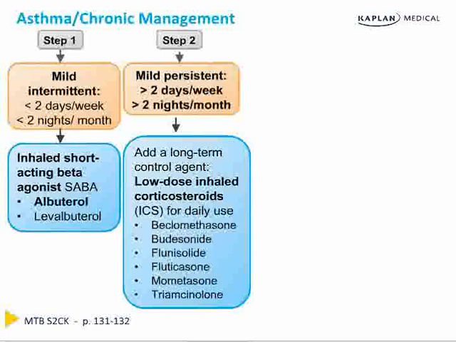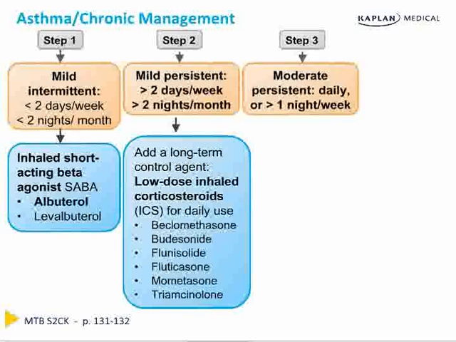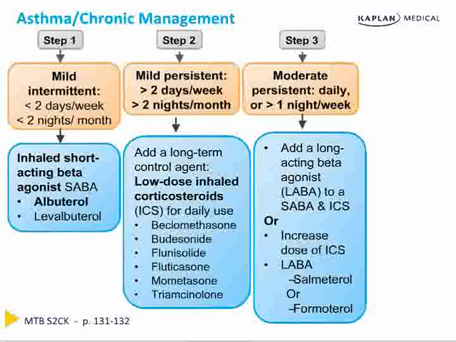So far, to recap, step 1, less than 2 days per week or less than 2 nights per month, short-acting beta agonist only, and if the patient's symptoms persist more frequently than that, you're going to add on a low-dose inhaled corticosteroid. Step 3 is reserved for patients who have what we call moderate persistent asthma. These patients have either daily symptoms or symptoms greater than 1 night per week. For these patients, it's necessary to add on a long-acting beta agonist.